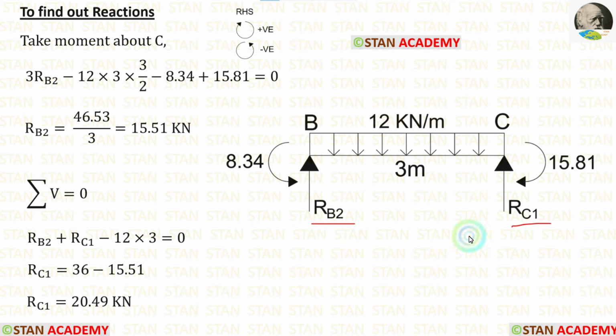RB2 and RC1 are acting upwards, so they will be positive. UDL is acting downwards, so it will be negative. For the UDL, we have to multiply with the distance to get the total load. So 12 into 3, we have already calculated RB2. Let us apply that here. Finally, we are getting RC1 is equal to 20.49 kilonewton.